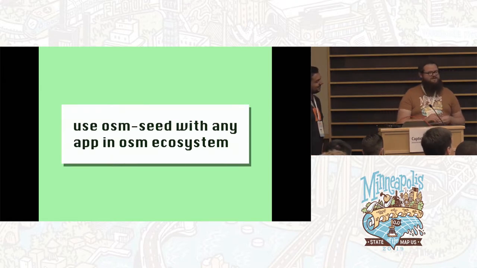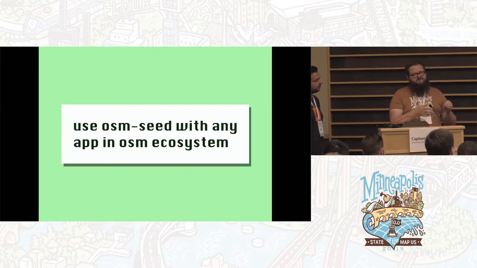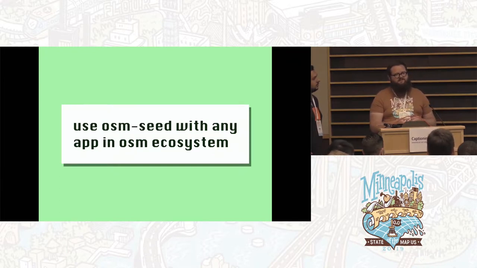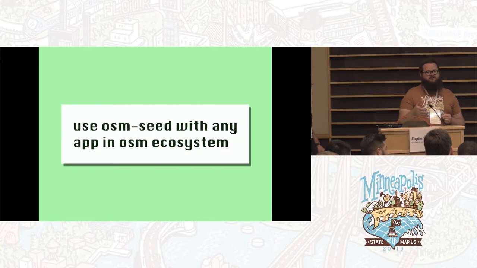So what we want to be able to do is spin up OSM seed quickly and easily and be able to use that with any sort of application that already exists in the OSM ecosystem. If the applications that you use allow you to set the API endpoint for OpenStreetMap, you should be able to point it at your OSM seed instance wherever it is hosted.